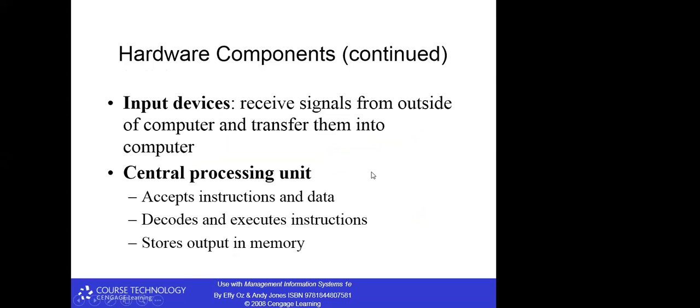There is another part of the computer called the central processing unit, the CPU. The CPU is that part of the computer that processes the data that we enter into the computer. So when the data is entered through the input devices, the CPU then processes it in that it will decode and execute the instructions. It will store the output in the memory.